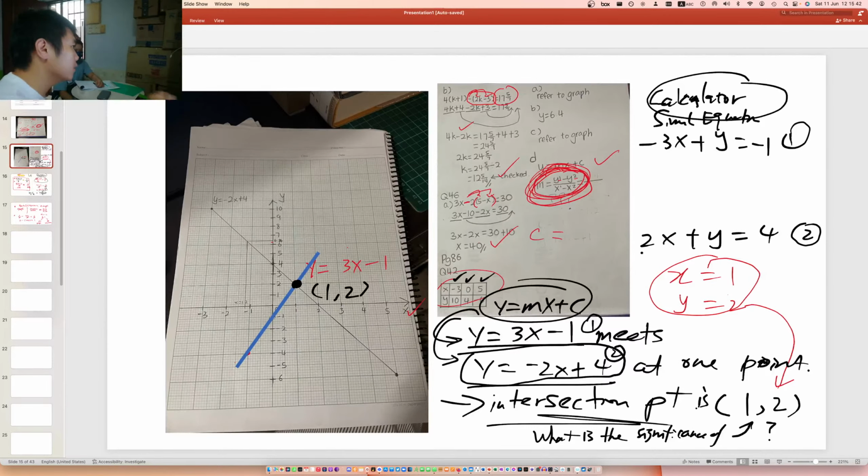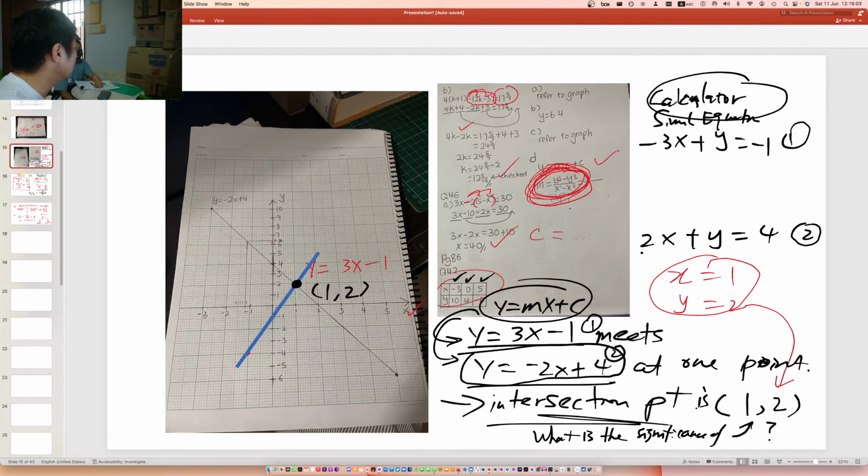Number two, the benefit of getting into this simultaneous equation format. Why do you want to get into this format? Is to use the calculator to find x and y. Correct.